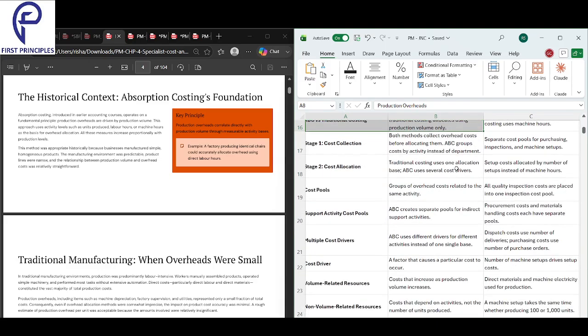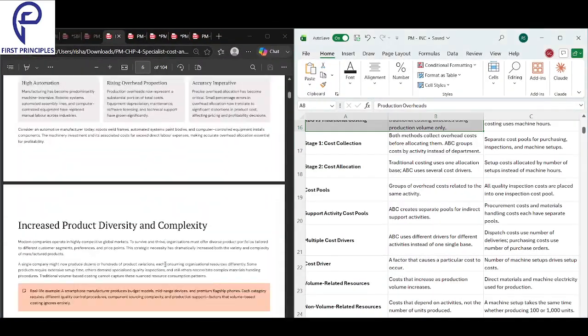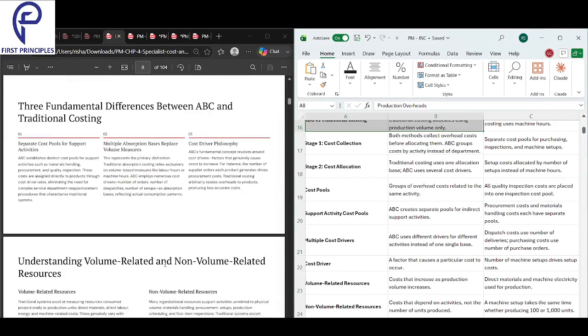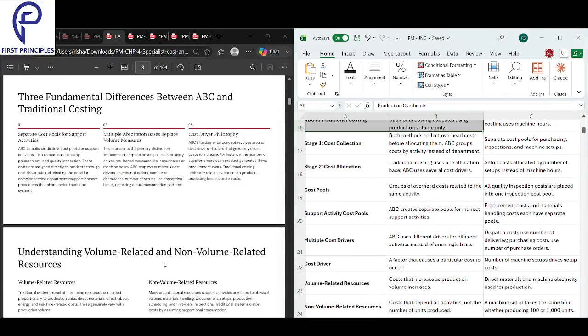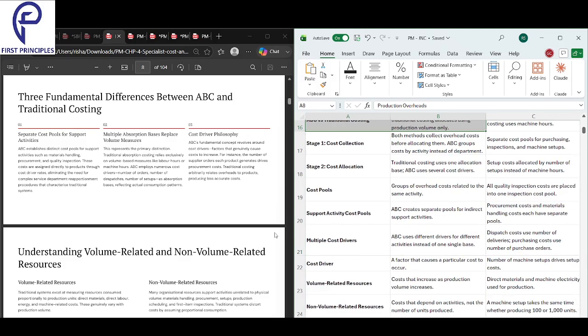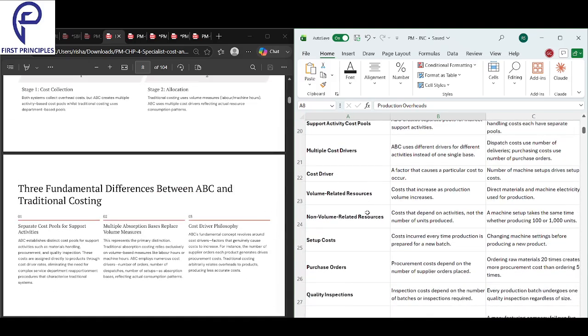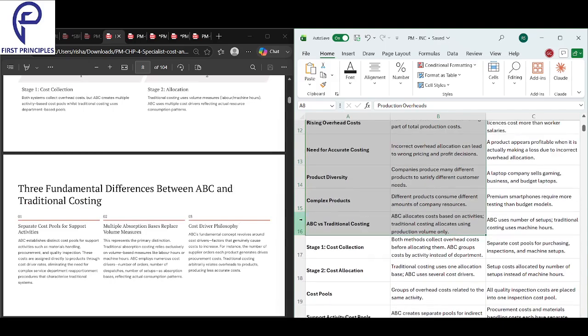Okay, so now looking into the three fundamental differences. We looked into this. Okay, this is done.